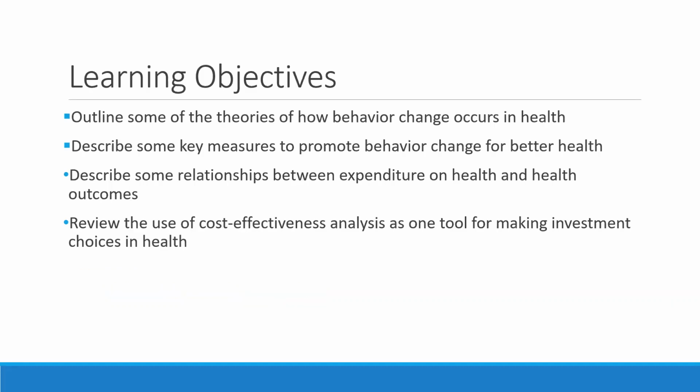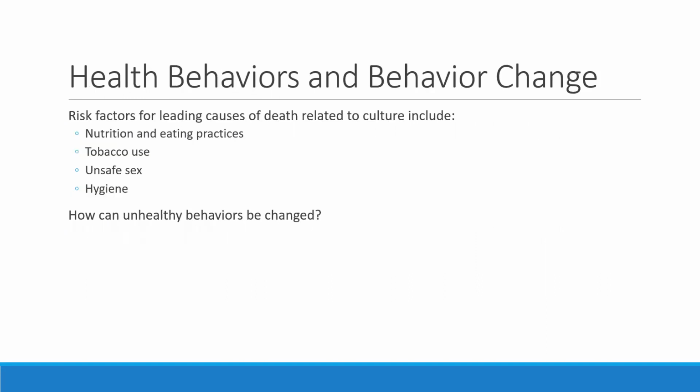Learning objectives, briefly: we're thinking about theories of behavior change and some measures that are commonly used in global health to improve health and health behaviors. We'll also talk a bit about the relationship between expenditures and health, as well as review the use of cost-effective analysis as a tool in deciding which health programs we should scale up, which is commonly used in global health. So I think we are ready.